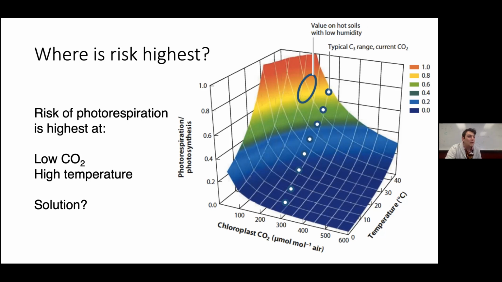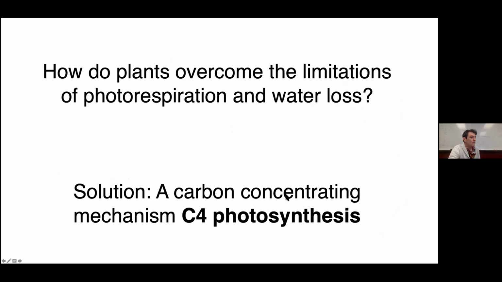So I'm running a little bit behind, but what we're going to talk about next time is the solution to this problem, because conditions where you have low internal CO2 and high temperature are actually pretty common. Common in the summertime in the prairie, common throughout much of the tropics. This is a problem that plants have to deal with. The main problem is low CO2, and the solution is a mechanism for concentrating carbon in the leaf, and we call that C4 photosynthesis.